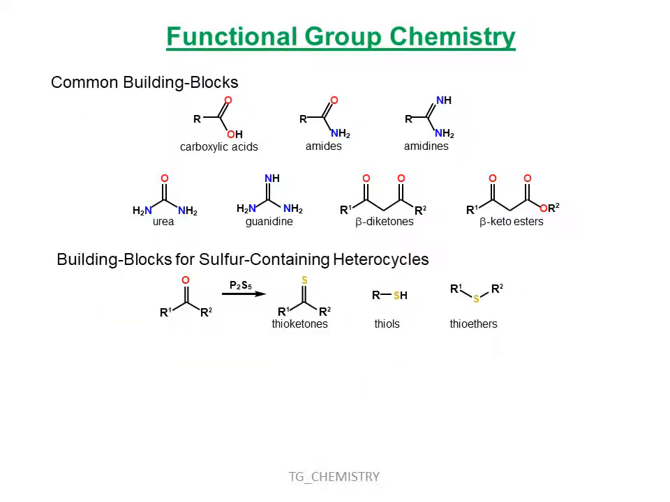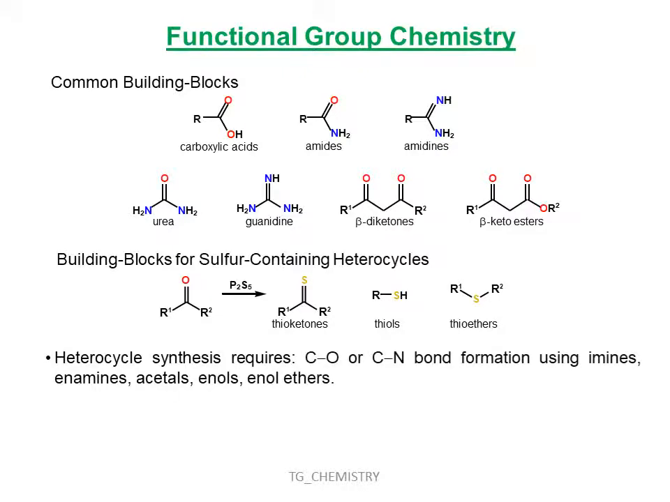As I have said before, now we will learn about some common building blocks which will have heteroatoms. And here we go: it can be urea, guanidine, beta diketones, beta ketoesters, carboxylic acids, amides, amidines, and there are other sulfur containing building blocks also, which can be obtained from the carbonyl compounds reacting with phosphorus pentasulfide.